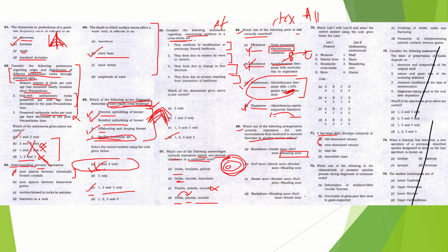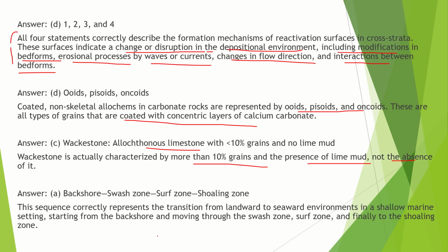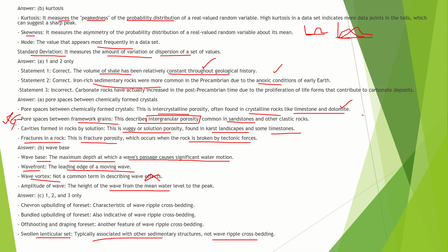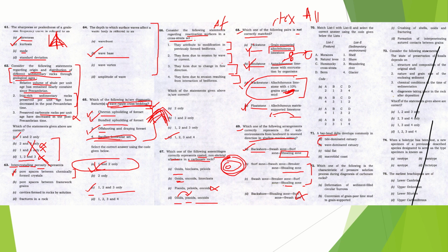So shoaling zone हमेशा उस तरफ होगा. तीन ऑप्शंस तो आपके हमने ऐसे ही निकाल दिए. ये तो गलत ही एलिमिनेट हो गया. Shoaling zone, shoaling zone, shoaling zone. Okay, now it starts from the landward, back shore से. So back shore and shoaling, A is the correct option. So transition from landward to sea in a shallow marine setting, starting from backshore and moving through swash zone and then surf zone and finally to the shoaling zone. It's like that.